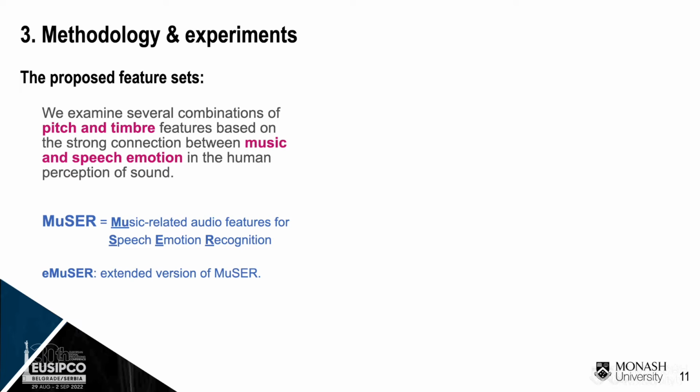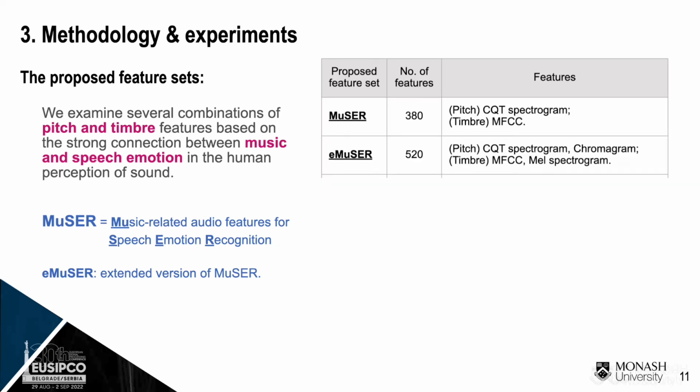They are called MUSER, which stands for Music-Related Audio Features for Speech Emotion Recognition. There are two main feature sets, MUSER and its extended version, EMUSER. The main feature set contains CQT spectrogram and MFCC, while the extended set includes all four features.